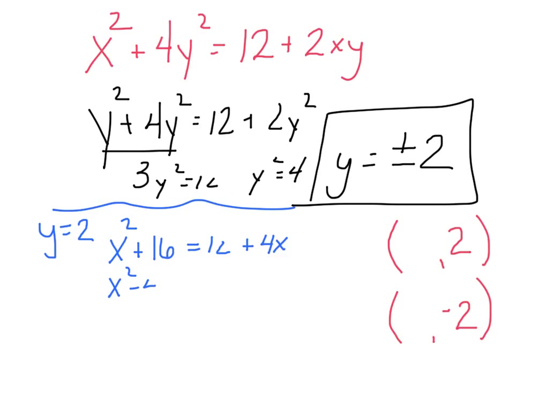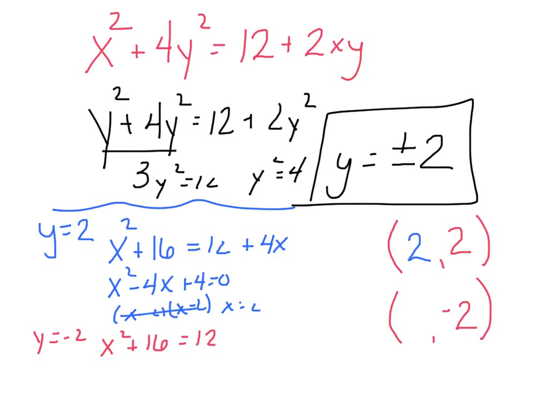So that's x squared minus 4x plus 4 equals 0. That factors to x minus 2 and x minus 2. So I get, obviously, x equals 2. Okay? And I need to do the same thing for y equals negative 2. So that's x squared plus, that's not going to change, that is 16, 12, negative 4x. So that's x squared plus 4x plus 4 equals 0. If I factor that, x plus 2, I should get x equals negative 2. And I'll put that in here.